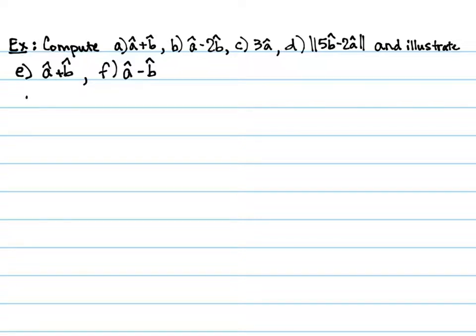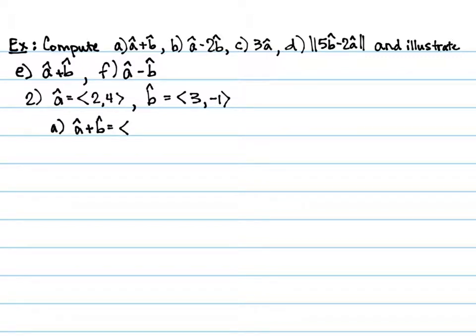So let me give you A and B. A is 2, 4. Notice this is a vector. The vector A is the vector 2, 4. And B is the vector 3, negative 1. Okay, so again, as promised, everything works the way that you would expect. So on part A, if I'm trying to add the vectors A and B, I just add them component-wise.